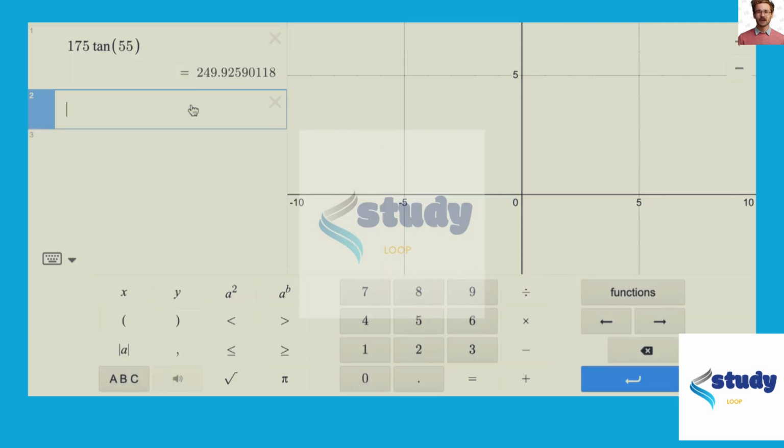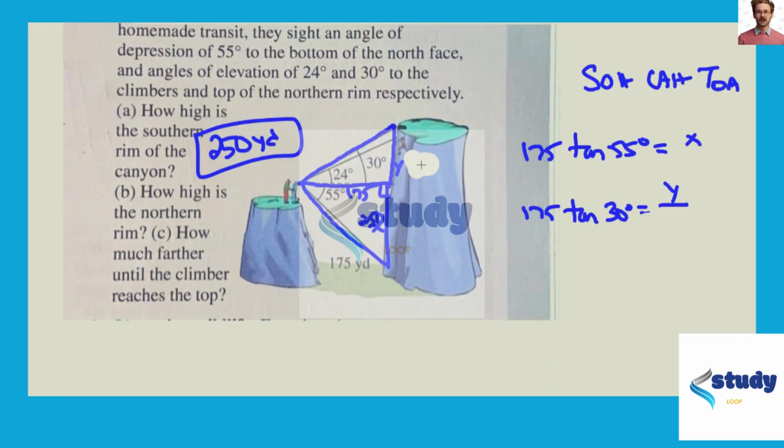175 tangent 30 is, let's call it 101 yards. So we've got 250 plus 101, which is 351 yards for part B.